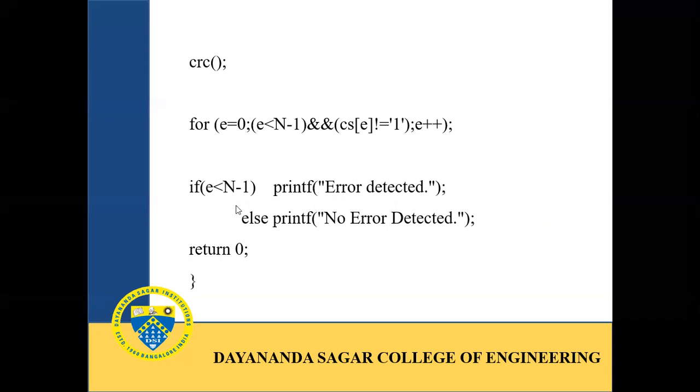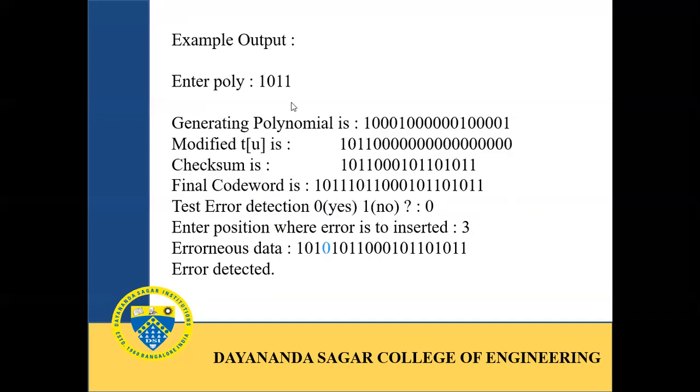And if it is not zero, then we're going to tell that an error is detected. Otherwise, no error. So by a simple division, we can find out whether a corruption of bits has happened or not using the cyclic redundancy check algorithm. So the sample output is like this.